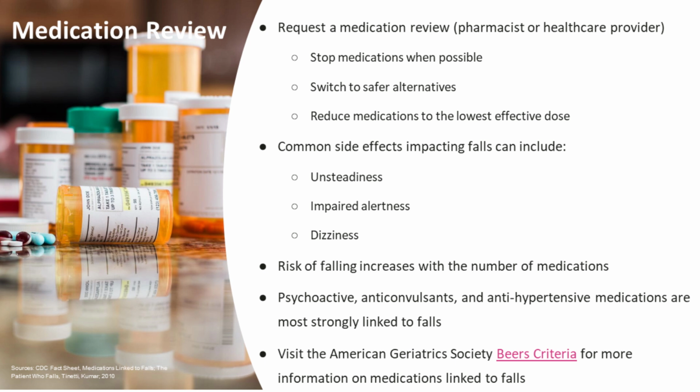You can go to the Beers Criteria for more information on medications that can be linked to falls. I've hyperlinked it here, so if you're downloading the slides, you can just click on the pink words there, or you can just Google Beers Criteria, American Geriatrics Society, and you can find that list.